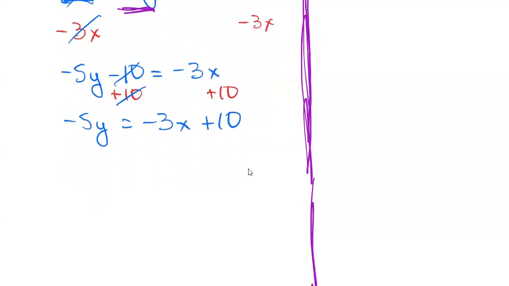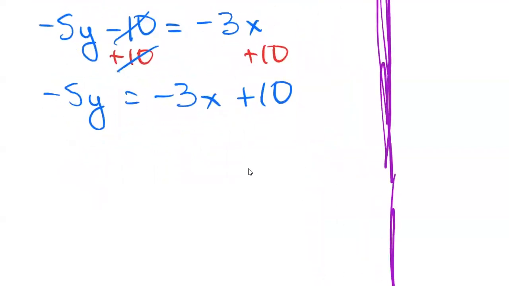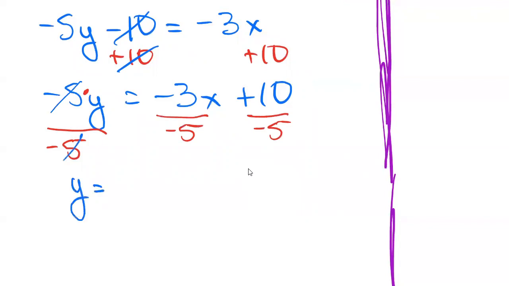Now my last step, sometimes the most confusing: this is minus 5 times y. You have to remember that's minus 5 times y. So to get rid of it, the opposite function is division. So I need to divide by minus 5. And because I divide by minus 5, I divide this by minus 5 and this by minus 5, both things on the other side of the equal sign. These will cancel, leaving me with y equals minus 3x over minus 5, and then plus 10 over minus 5.